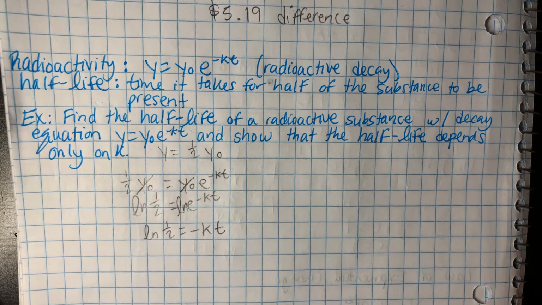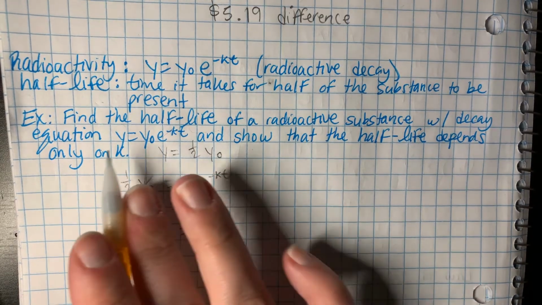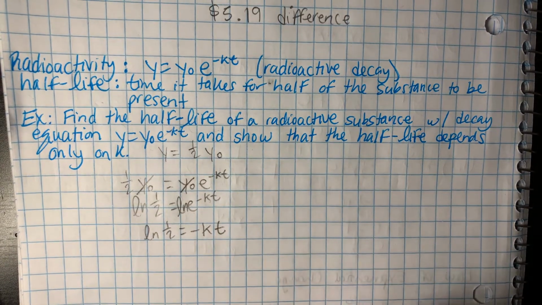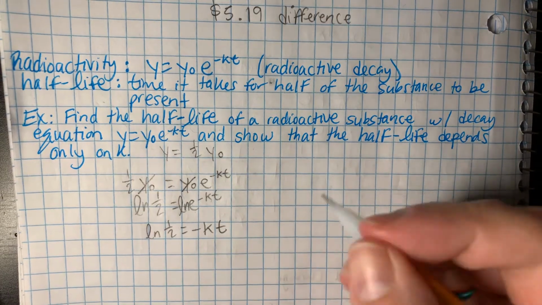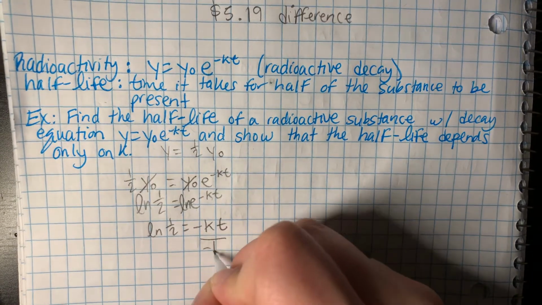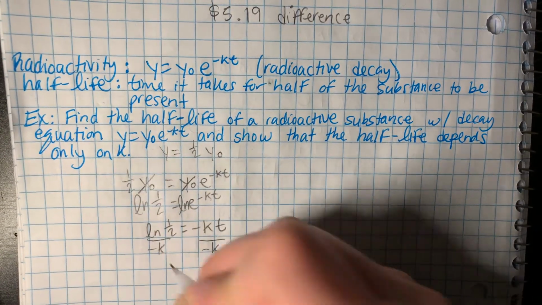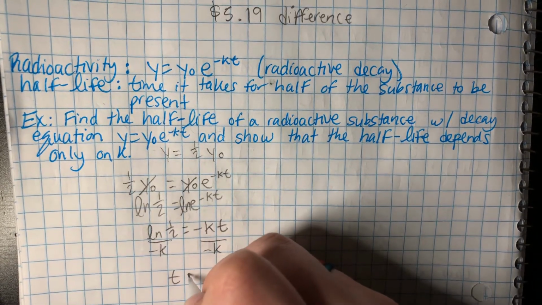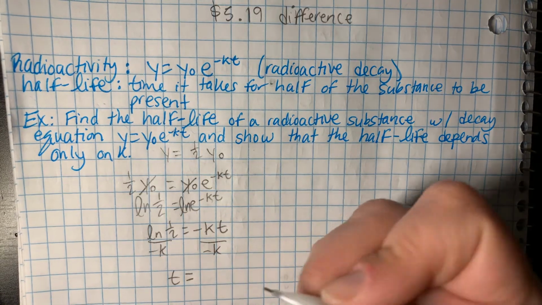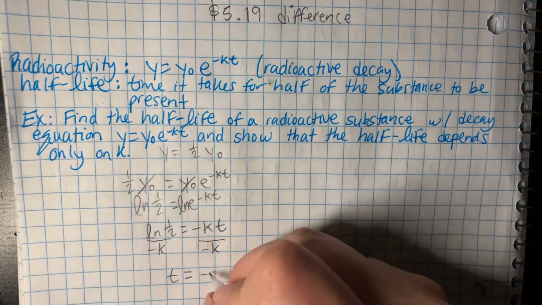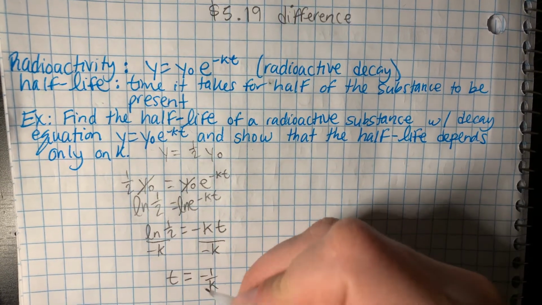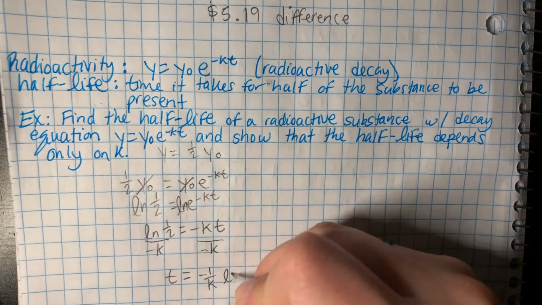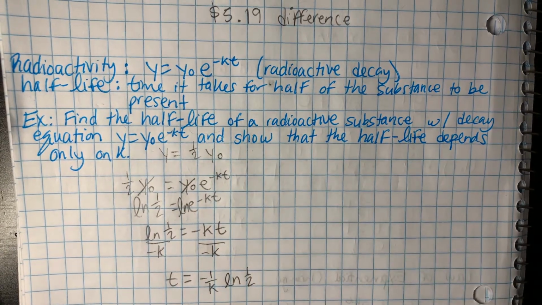If we wanted to get it in terms of time, so find the half-life, so find the time, we want to get time by itself. So we divide by negative k. So our time is going to be equal to negative 1/k ln of 1/2.